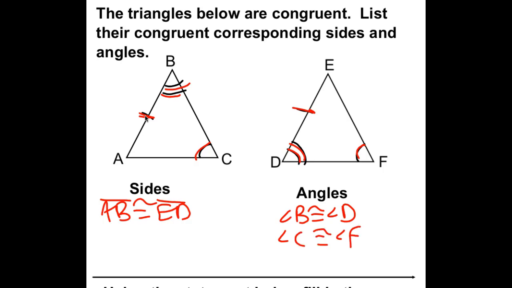Now, since this is a triangle, there's 3 sides and 3 angles in each, which means there should be 3 pairs of each. I've got 2 pairs of angles. It's pretty easy to come up with a third pair. They're the ones that aren't marked. Those are going to be congruent as well, so I get A and E.